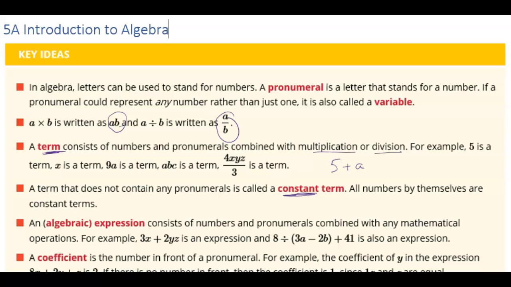All right, an algebraic expression consists of numbers and pronumerals combined with any mathematical operation. So here we have expression. For example, 3x plus 2yz is an expression, and you can say it contains two terms, 3x and 2yz, separated by an addition sign. 8 divided by 3a minus 2b plus 41 is also an expression.